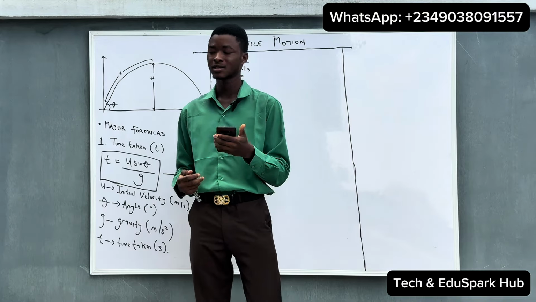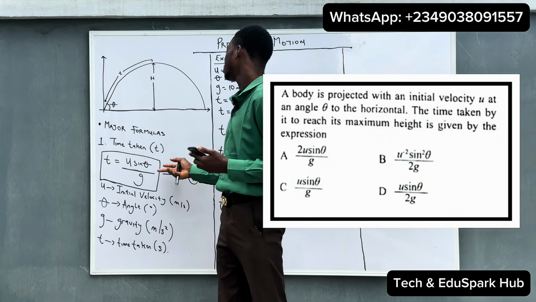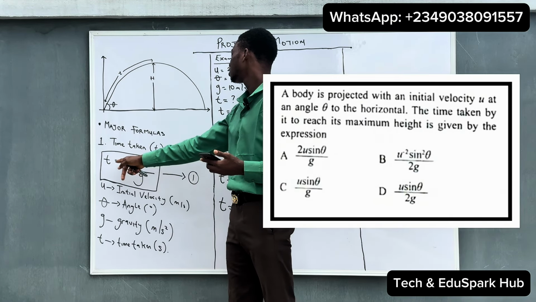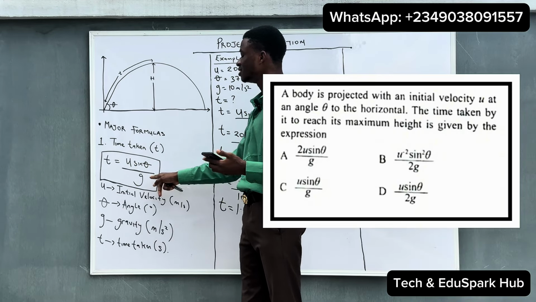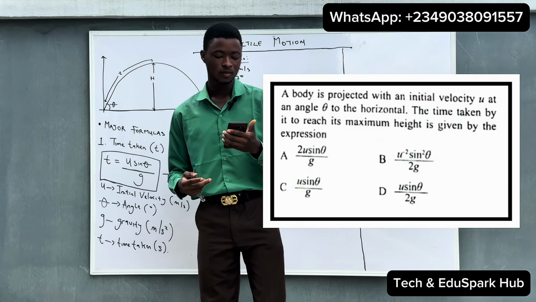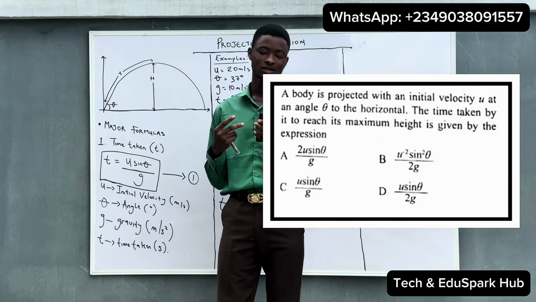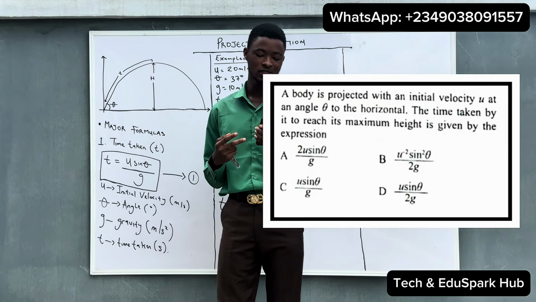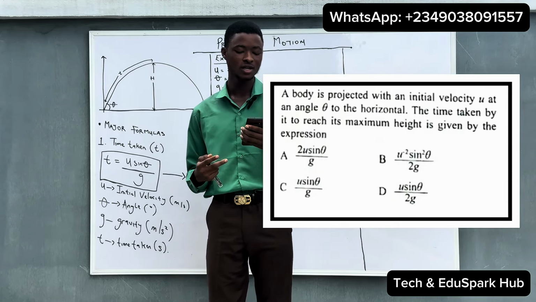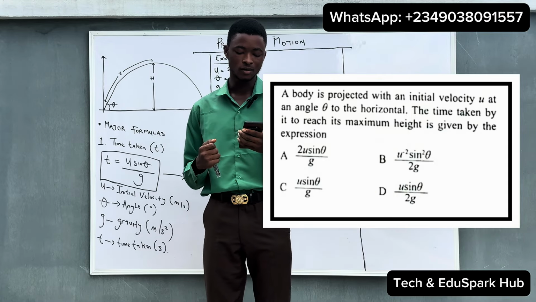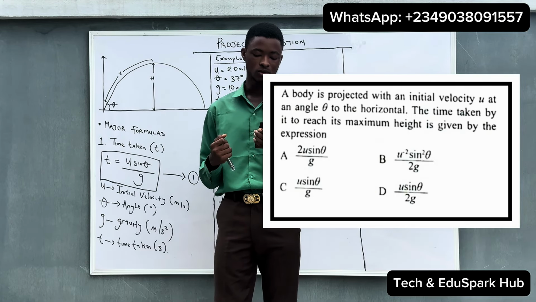reach the maximum height. So looking at what we have on the board, we said the time taken is given as t equals u sin theta over g. So looking at all these options, the correct option is option C, which is given as u sin theta over g. So option C is correct for this kind of question. And that will be all on time taken.